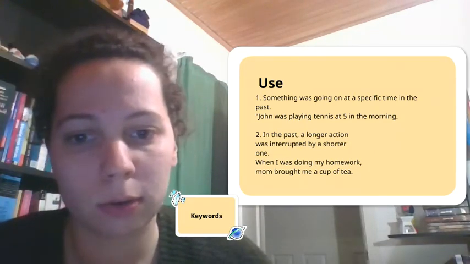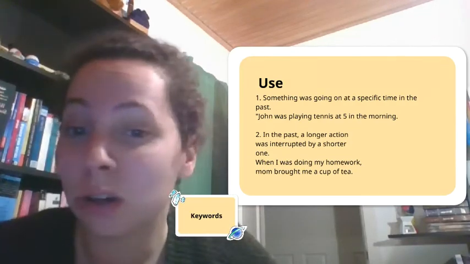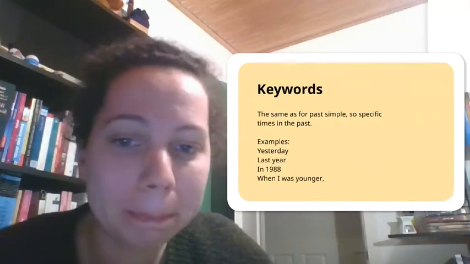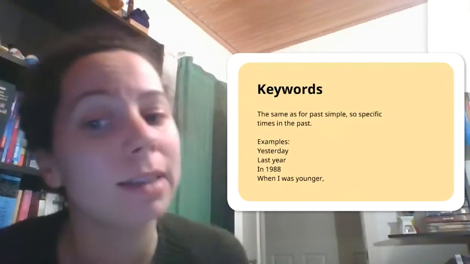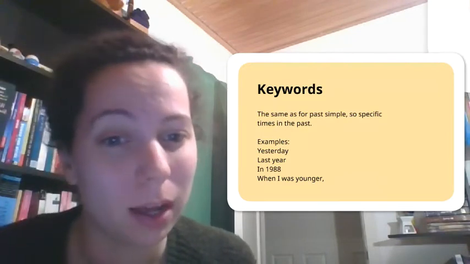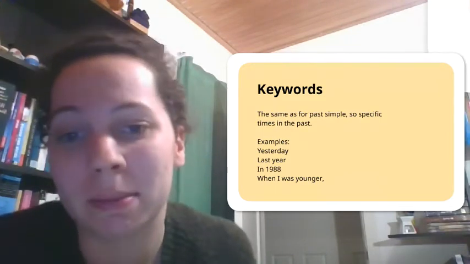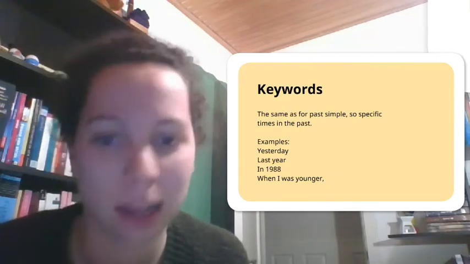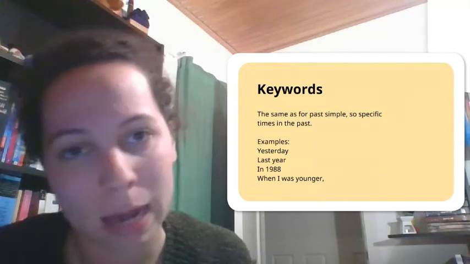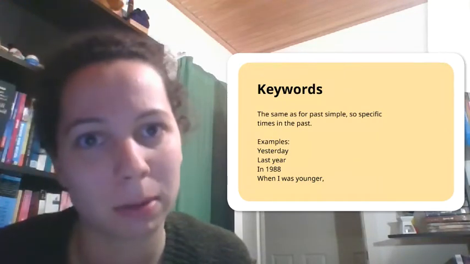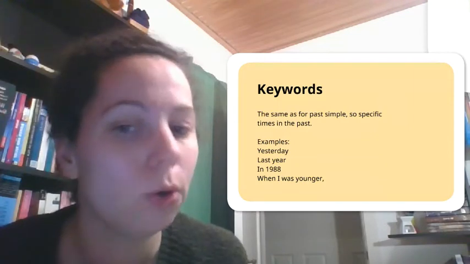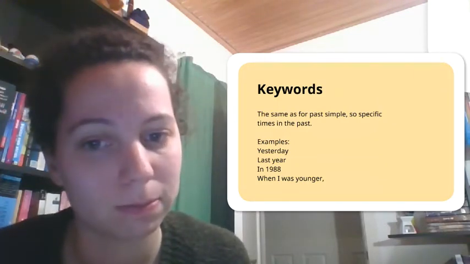Okay, let's carry on with the keywords because every verb tense has got keywords, right? Well, the past continuous has keywords, but they are the same as for past simple. So they are all specific times in the past, like yesterday, last year, in 1988, and when I was younger. That means that from now on, when you see a specific time in the past, you have to think about what to use. Do you use past simple or do you use past continuous? I'm sorry.